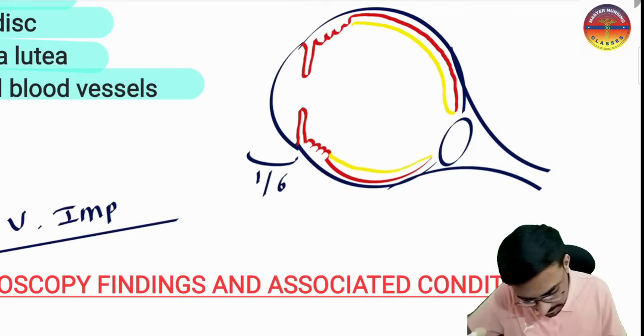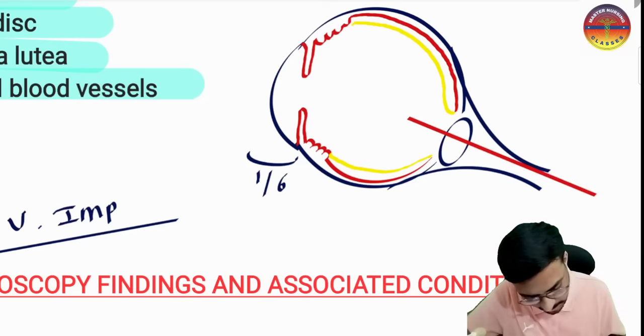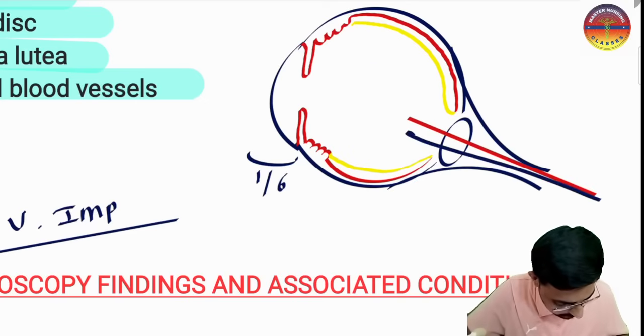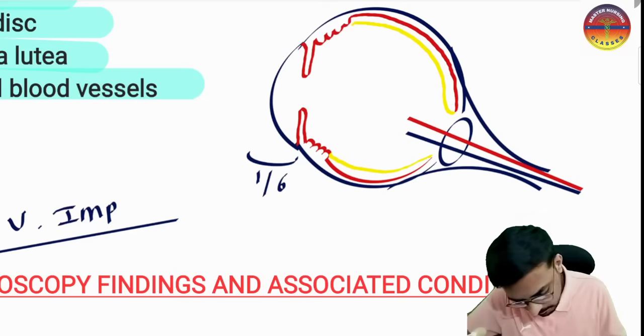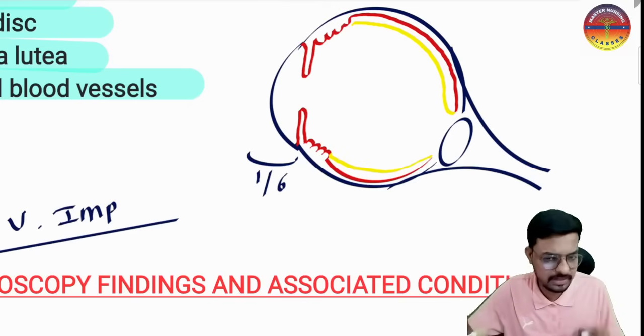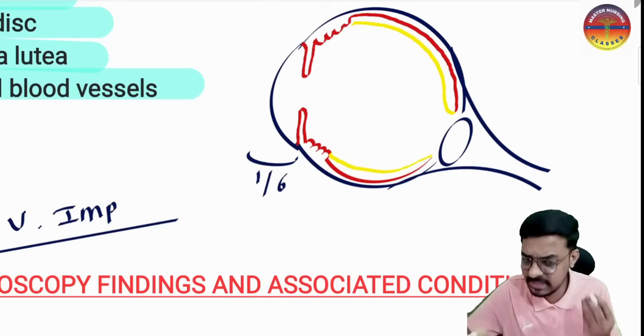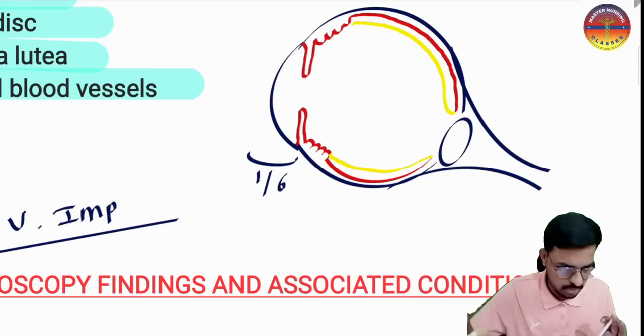And blood supply is required, so the arteries will enter from here and the veins will exit from here, that is from the optic disc or the blind spot. Sir, why do we call it the optic disc and blind spot? Because there are no rod cells and no cone cells. So this is the most important thing we have to understand here.